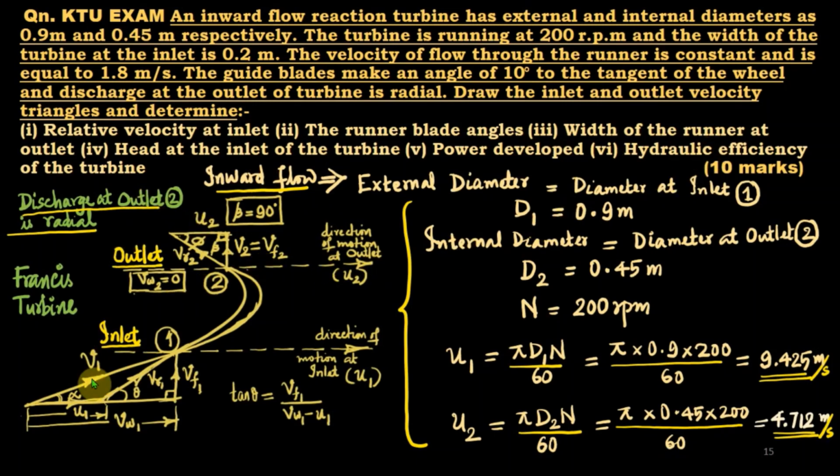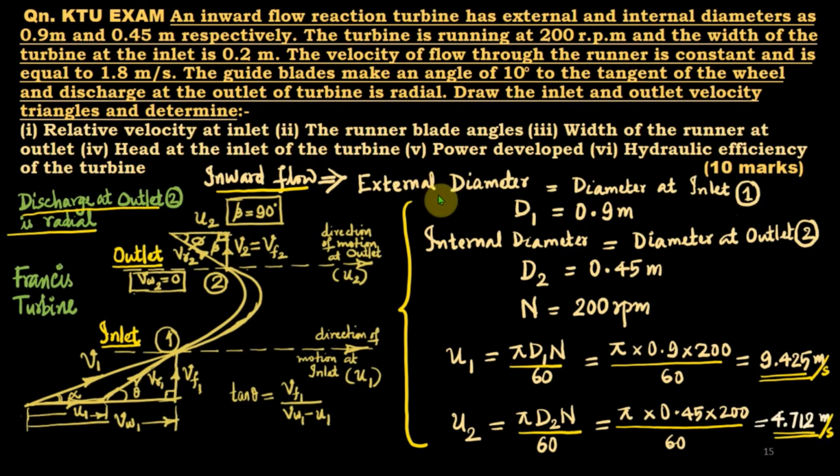And now this is the velocity triangle which we are familiar with. See, inward flow reaction turbine. Here the name Francis turbine is not mentioned, so we will consider the case of a Francis turbine since it is given that it's an inward flow reaction turbine. So we consider that it is an inward radial flow reaction turbine, which of course is a Francis turbine. And external diameter, that is the diameter at the inlet, that is 1. So D1 is equal to 0.9 meters.